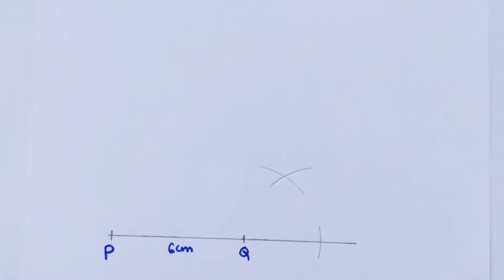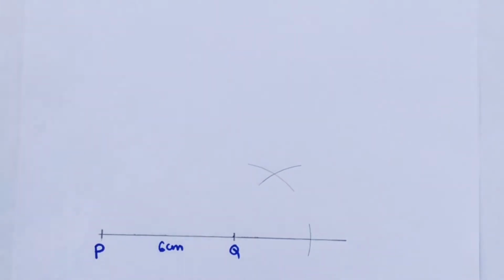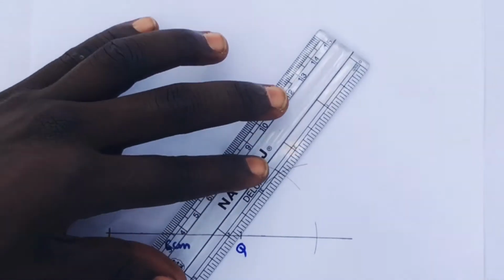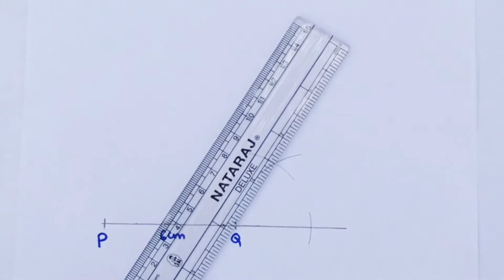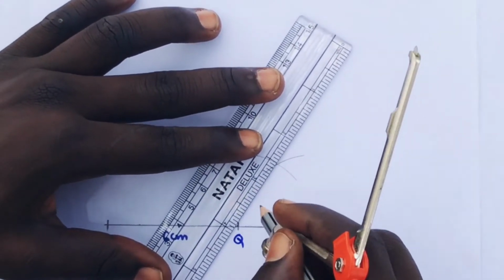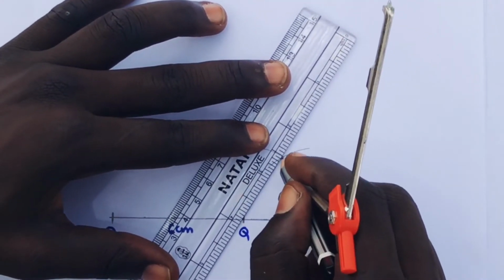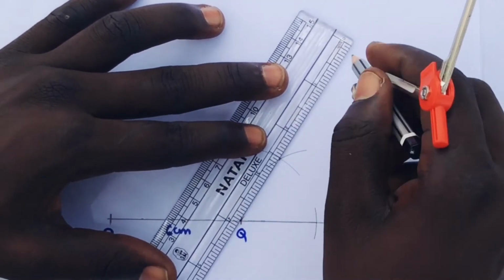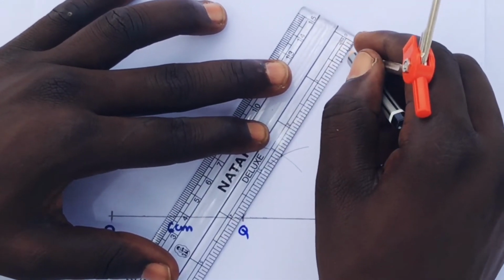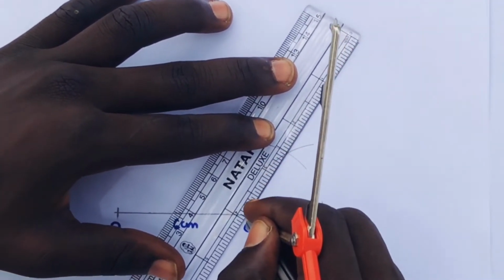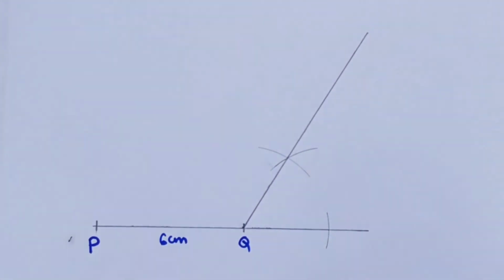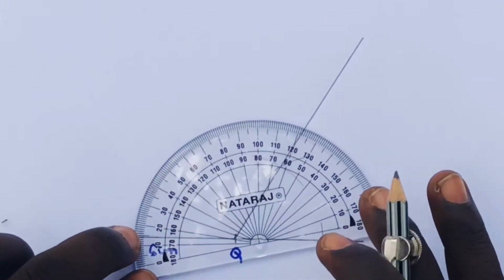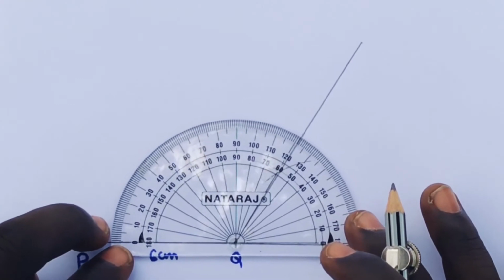Just as neat as that. Now we're going to join at the point at which we need the angle 60 to this intersection point of the two arcs, like this. So like that. Make it long enough, but be accurate. We can confirm by checking with your protractor, like this.